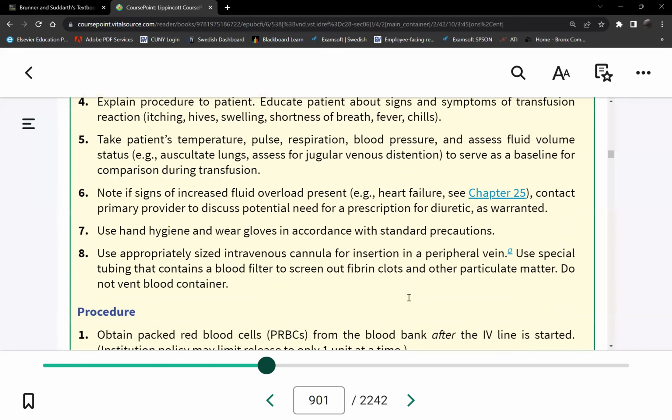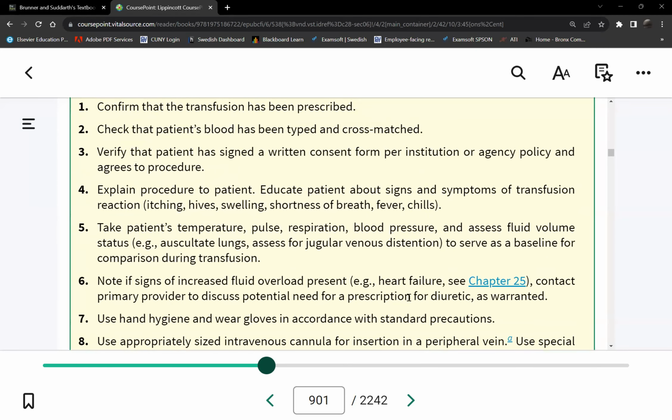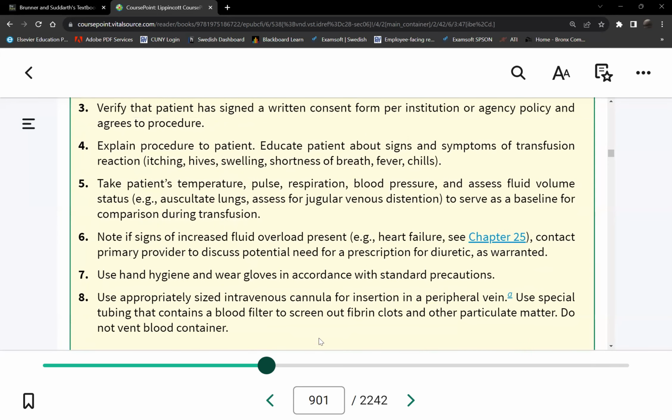Okay, so once you're ready, the patient is already set up, you got consent, you got vital signs, you checked the labs. We have typed and crossed, we know the blood count is low, so it's appropriate. We have IV access, and you finally primed the tubing, so everything's ready. All we're missing now is just the bag of blood.